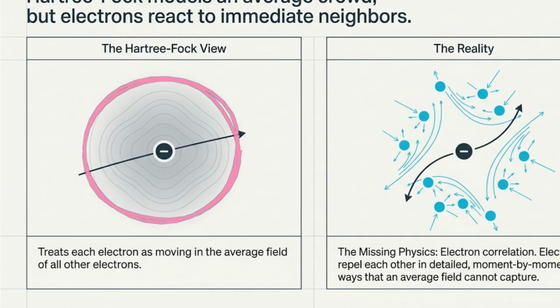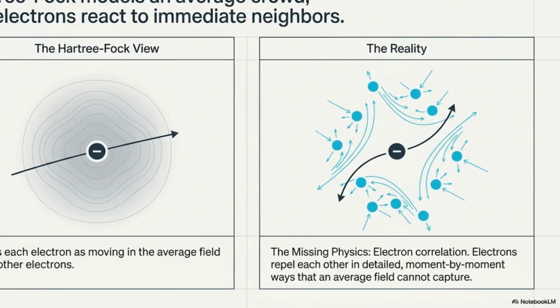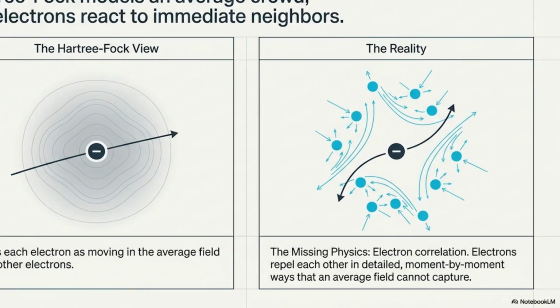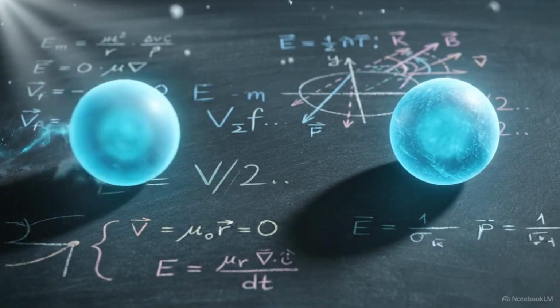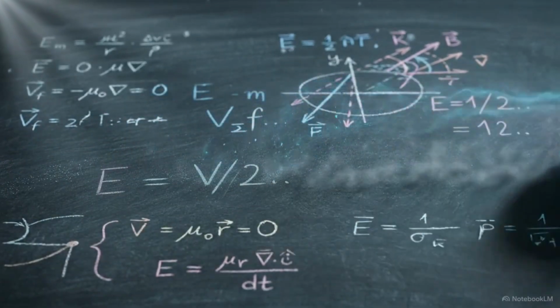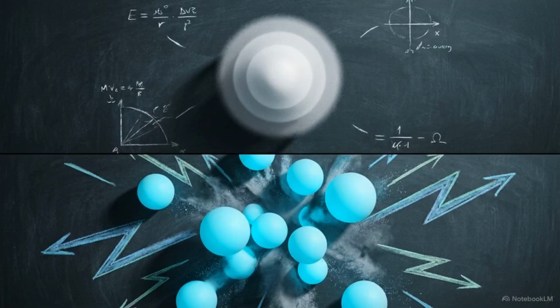On the left, we see the average field, a smooth concentric gradient. The reality, on the right, is more reactive. Electrons repel each other instantaneously, based on exact proximity, not an average distribution. This moment-by-moment short-range avoidance is the crucial physics missing from the Hartree-Fock model. We call it electron correlation. Relying strictly on an average field ignores the localized instantaneous reality of quantum repulsion.